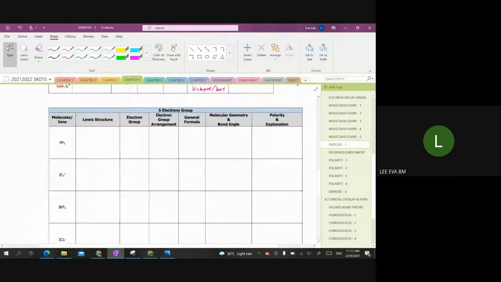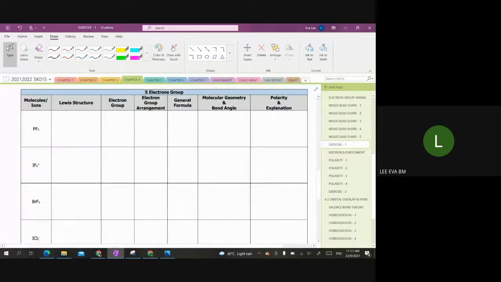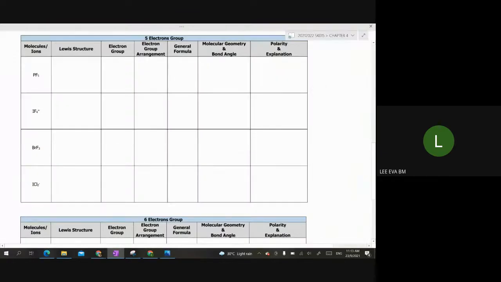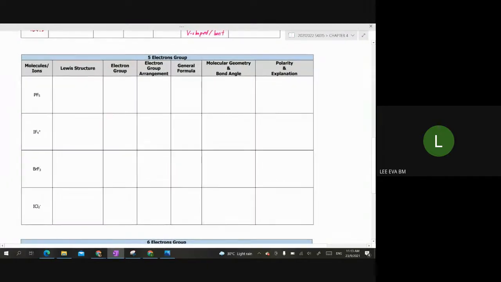So for the table, some of you submitted together, which is well done. But no worry, you can later complete your table for 5 electron group and also 6 electron group. So over here, madam shows you one example with charges, which is IF4 positive, iodine tetrafluoride.